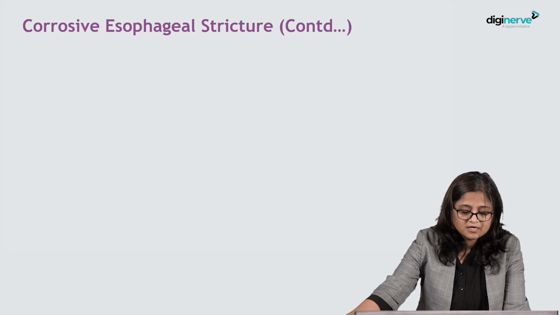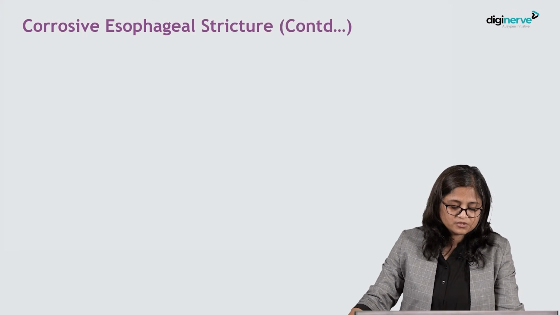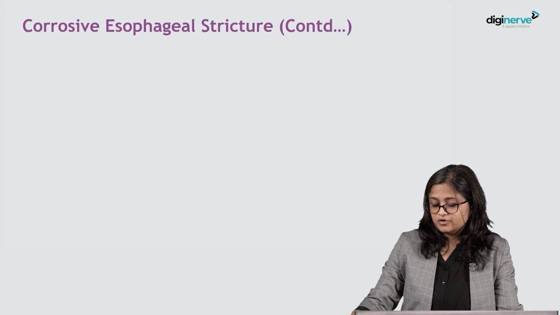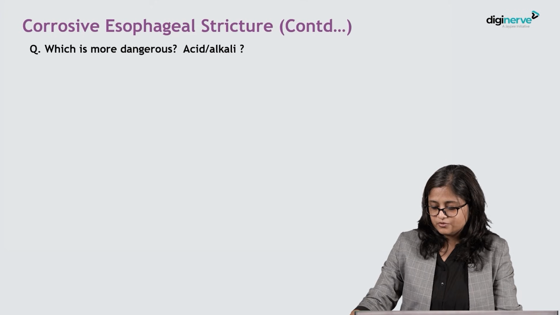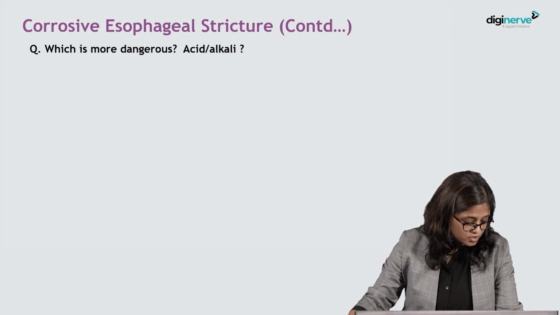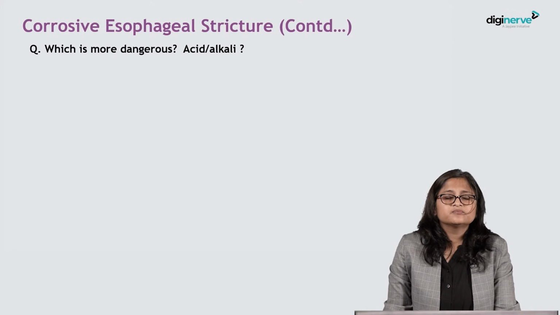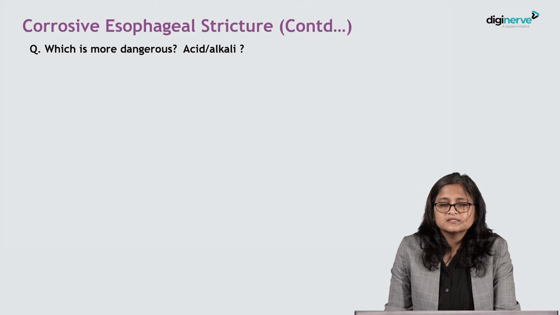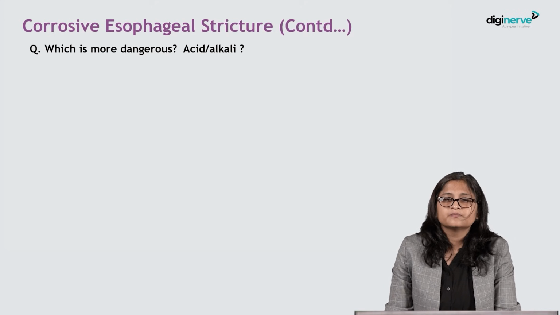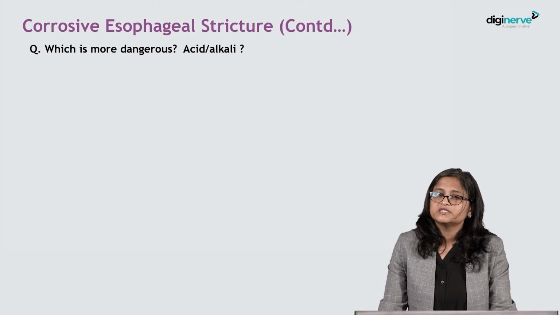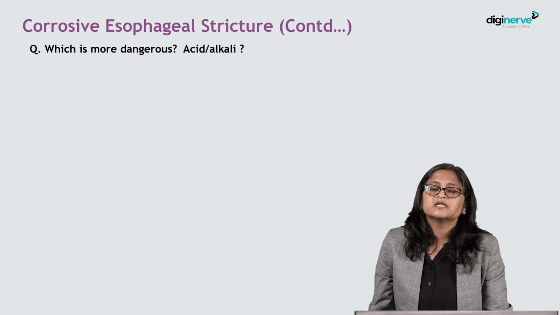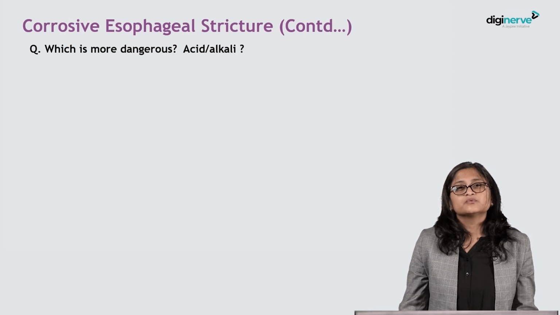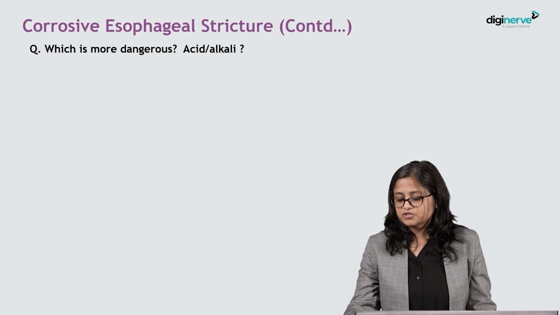Now, there are some common questions which are seen in case of corrosive esophageal stricture that I would like to discuss. So, we want to know which is more dangerous, acid or alkali. The answer is both are equally dangerous. Acid causes coagulative necrosis and alkali causes liquefactive necrosis. So, both of them are equally predisposed to stricture.